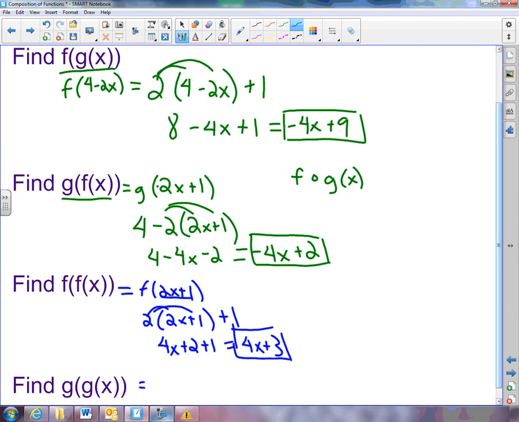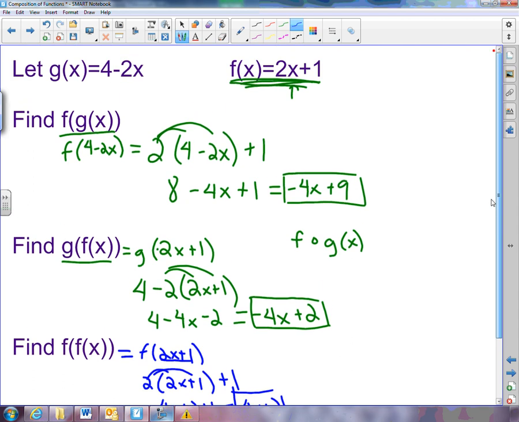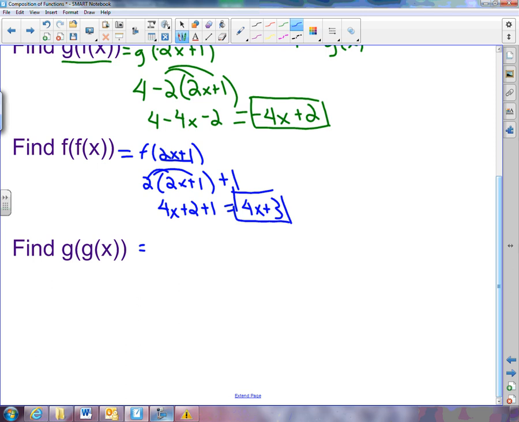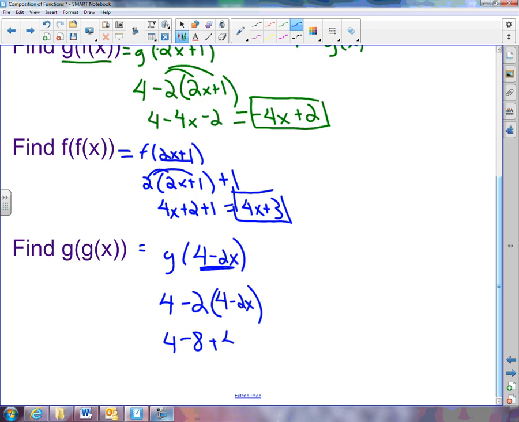Now let's try g of x. If you recall, g of x is 4 minus 2x. So I'm going to write g of 4 minus 2x. I'm plugging g into itself. Then I get 4 minus 2 times the quantity 4 minus 2x, plugging this in for the x. So I get 4 minus 8 plus 4x by just distributing this negative 2. If I simplify that, I get 4x minus 4. Once again, a different result from any of the others.